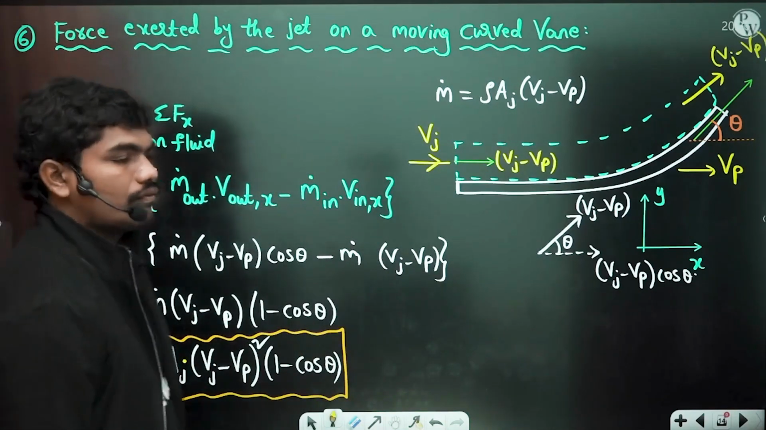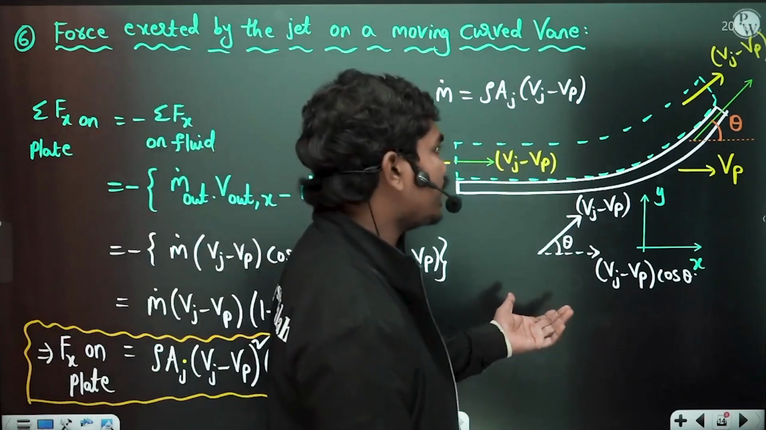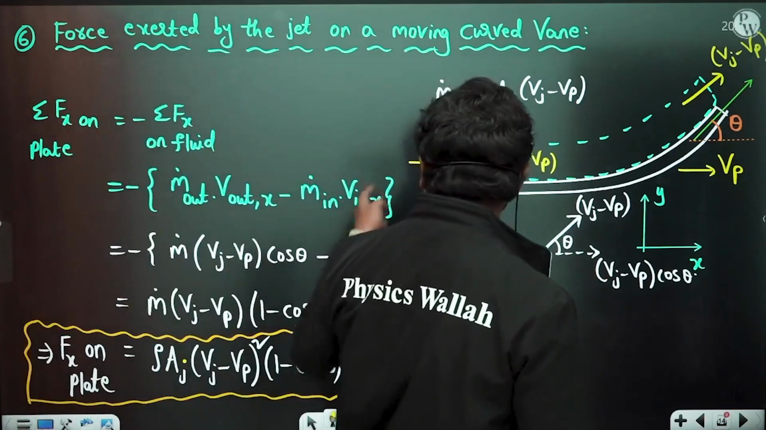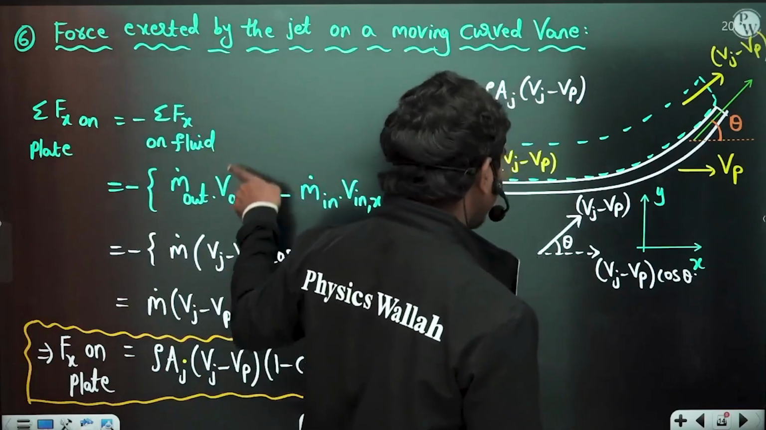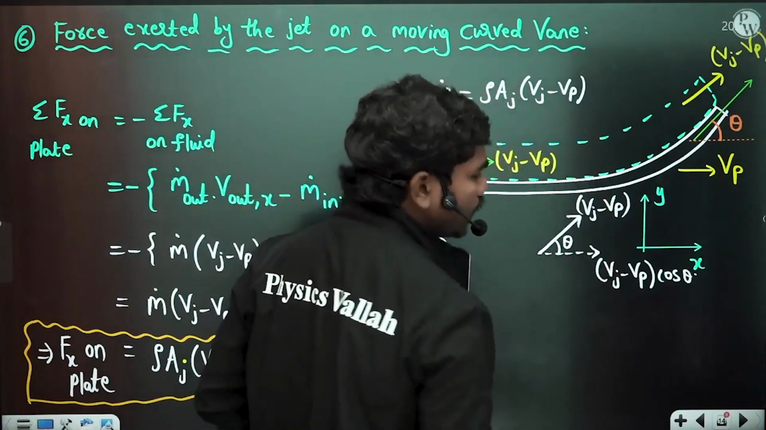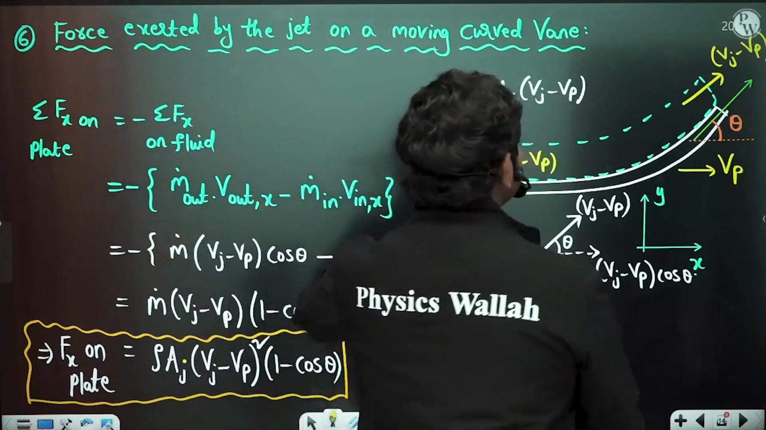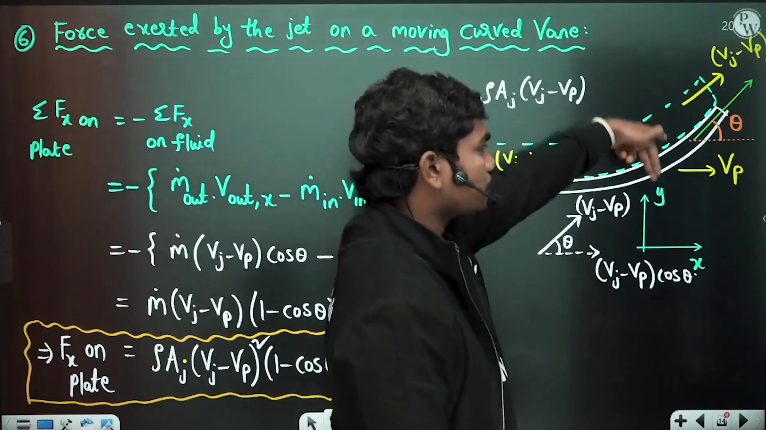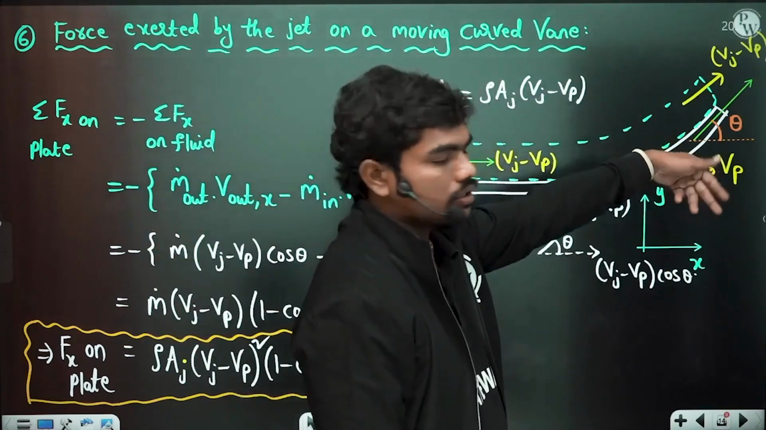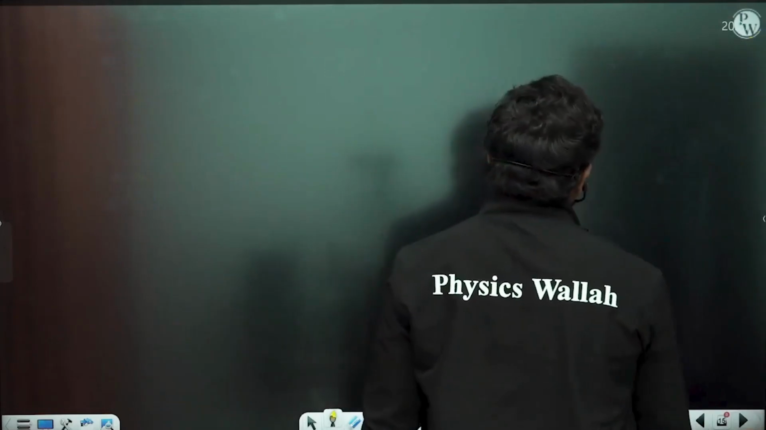Now, similarly, if you want Vy in the y direction, the inlet in the y direction is 0. V out will be Vj minus Vp sin theta. Okay, that's it. If you do this, you will get the answer with a negative sign, because obviously this jet will try to exert a force in the downward direction, in the vertical direction. So we have this. Okay, now let us see.